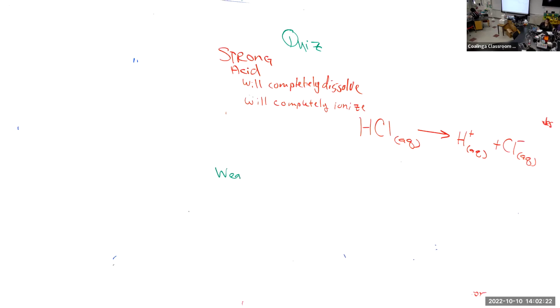A weak acid will partially dissociate, so we'll often write it with two arrows. Typically, the side that's being favored is drawn bigger than the other.